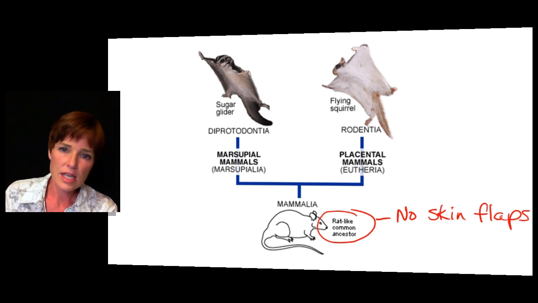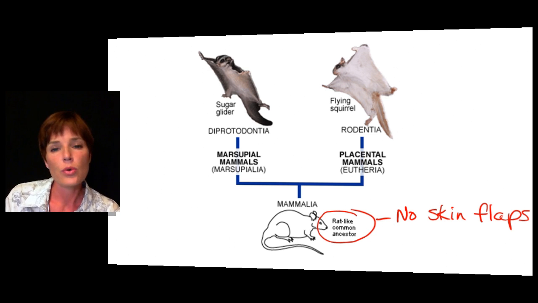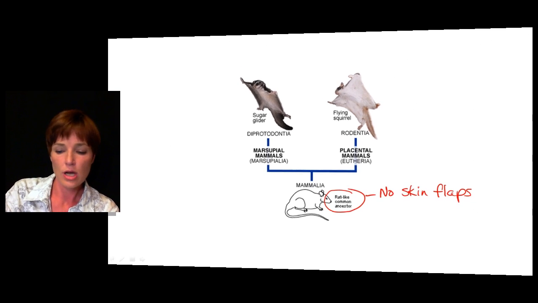So if we have no skin flaps in that most common ancestor that we have for these two organisms, we have to assume that those similar structures evolved independently. That makes them analogous to each other. They're not due to being inherited from the same ancestor.